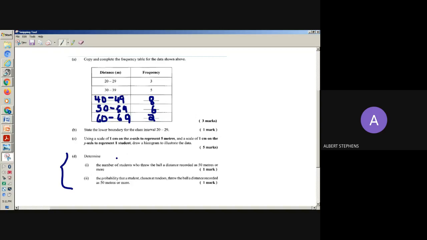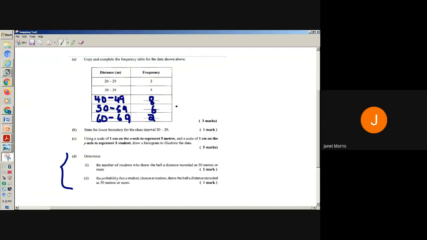Oh, it says determine the number. So we're going to use the table now. Determine the number of students who threw the ball at a distance recorded as 50 meters or more. In other words, how many students threw the ball 50 meters or more? Anybody want to take a shot at this? How would you answer this question? 8. All right. Janet, how did you arrive at 8?